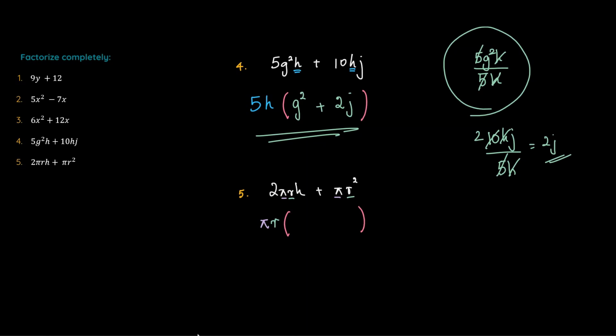Open brackets. 2 pi rh. If you've taken the pi and r out, you can see I've color coded them. What is remaining is just 2h. Plus, if you've taken pi and one of the r's out, you only take one r out, so there's another r remaining because it's an r squared. That is 2h plus r.